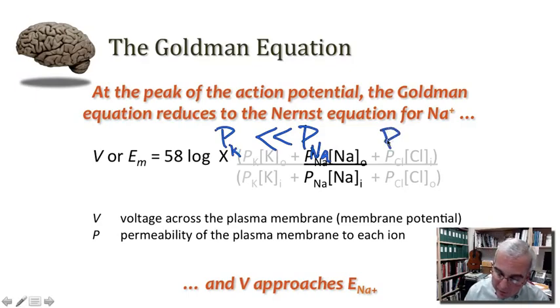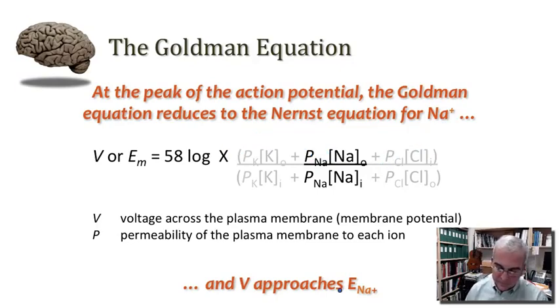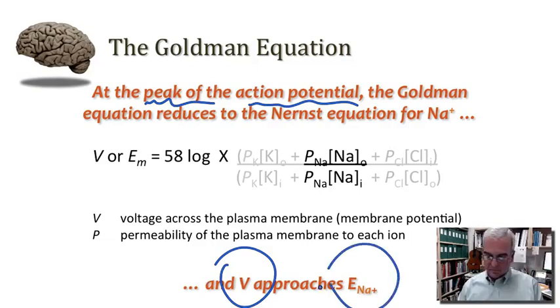Now, we've not talked much about chloride, and that's because for all practical purposes in this consideration, the permeability for chloride is very close to zero. And what permeability there is, chloride will simply follow the movement of these positively charged ions. So we can essentially take chloride out of the consideration. So again, at the peak of the action potential, the Goldman equation reduces to the Nernst equilibrium potential for sodium, such that the membrane potential approaches this theoretical limit.